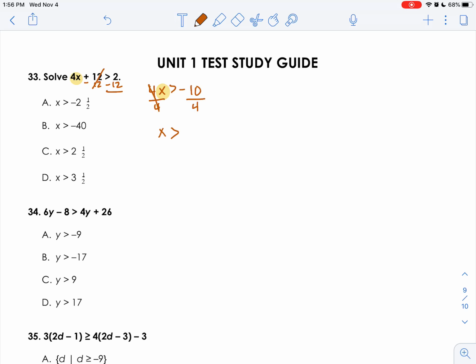Negative 10 over 4 can't be divided out evenly, but I can simplify this. 4 goes into 10 2 times, so I'm left with negative 2 and negative 2.5, and you could also plug that in your calculator. So x is greater than negative 2.5, and that is A.